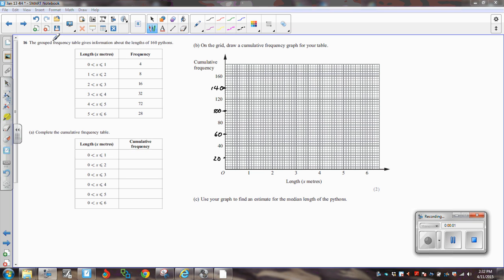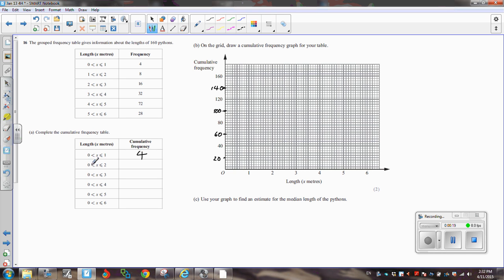Okay, cumulative frequency question about the lengths of 160 pythons. So we know that 4 pythons are between 0 and 1 meter long, 8 pythons between 1 and 2. And the question asks us to fill in the cumulative frequencies here. So how many pythons are between 0 and 1 meters? Well, obviously that's just 4.